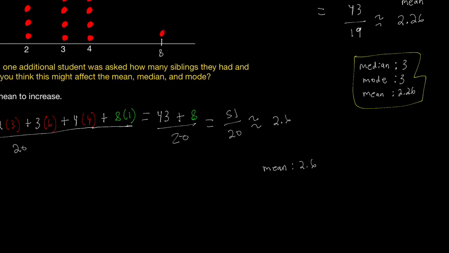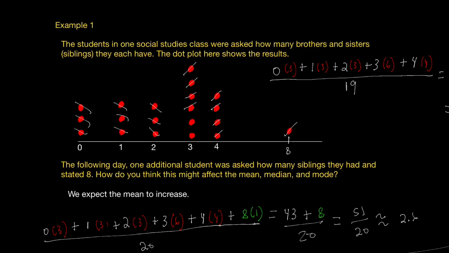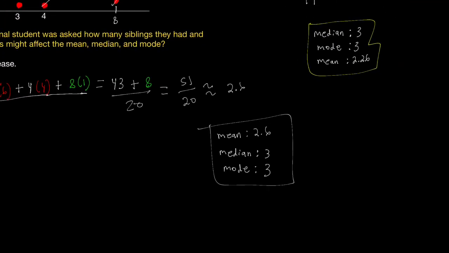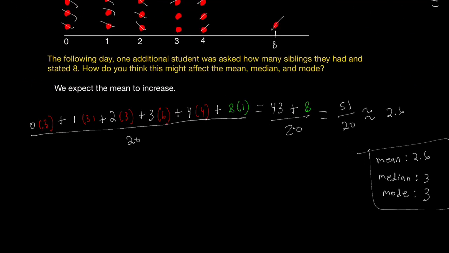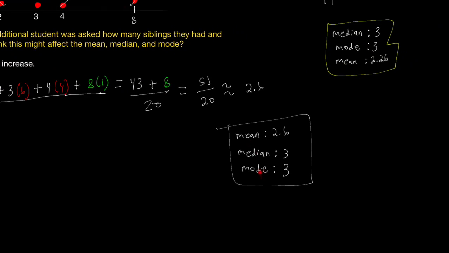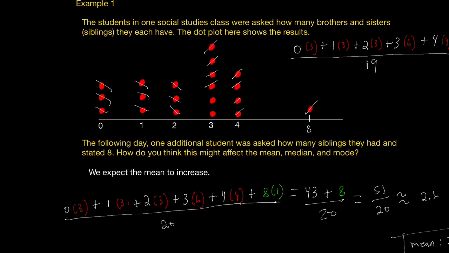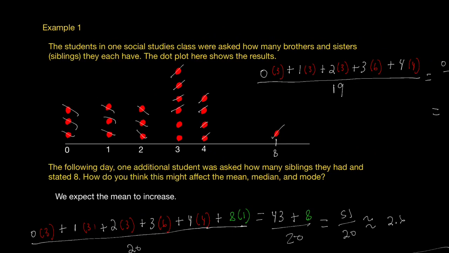Let's calculate the median next. I've already done the work here. Feel free to do this on your own, but the median is going to be 3 again. And the mode, we can see that the mode is still going to be 3 because that's the highest peak. So here's our new mean, which is 2.6, and it is bigger than the first mean we had, 2.26. So like expected, the mean did increase, and it had no effect on the median and the mode. So let's practice the next set of examples, and then when we come back, we'll see what happens when we take away an outlier.